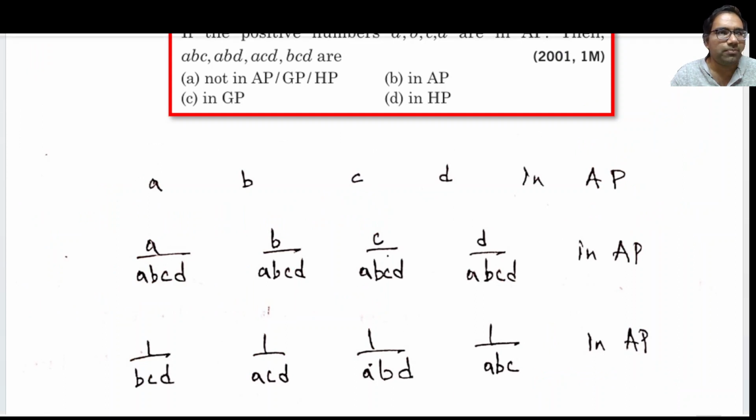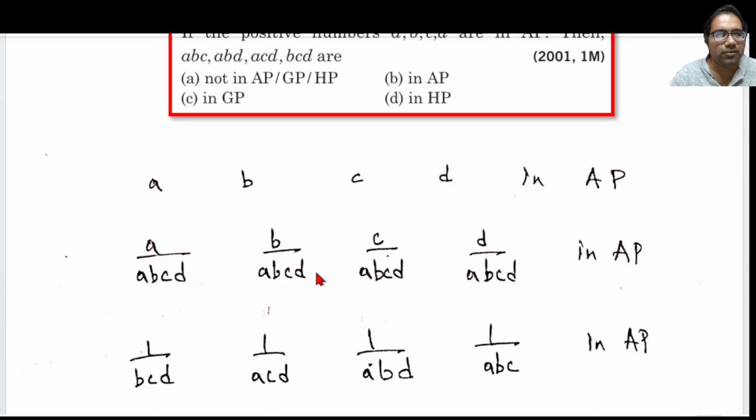If A, B, C, D are in arithmetic progression, then if we divide them by the product of these four numbers, ABCD, they will still be in arithmetic progression, right? When four numbers are in arithmetic progression and we divide them by some constant, obviously they remain in arithmetic progression. Let's say A plus k is B, A plus 2k is C, A plus 3k is D. B minus A is k.